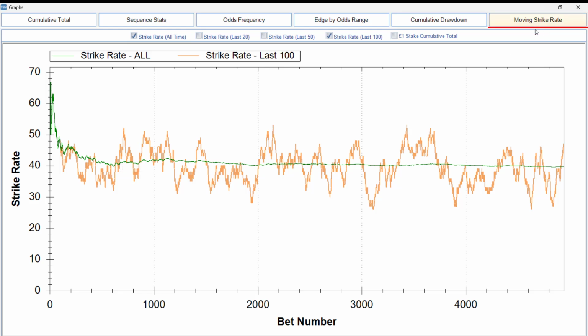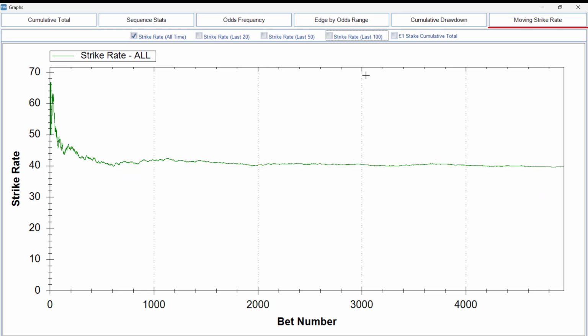And there's a really good graph at the end here that's called the moving strike rate, which is basically talking about your win rate. And so often with a betting system, the more bets we have, basically we will get to an average win rate, and the average win rate of this data is about 40%. And so we're thinking we should be winning 40% of the time. We should be getting a win rate of 40%.